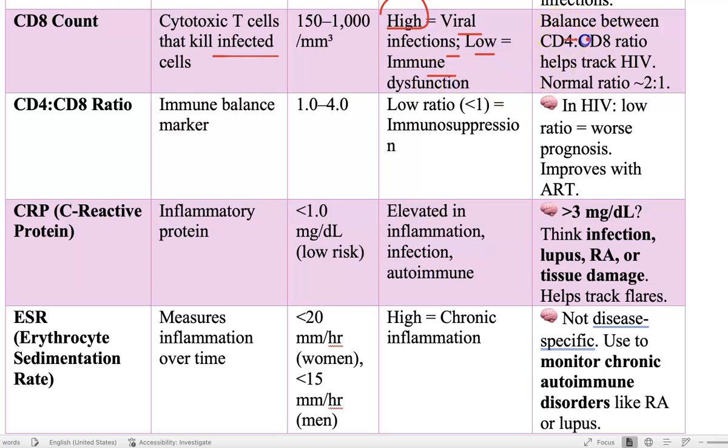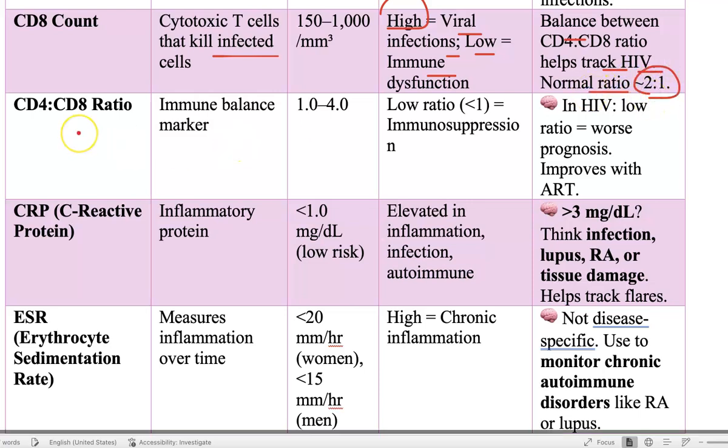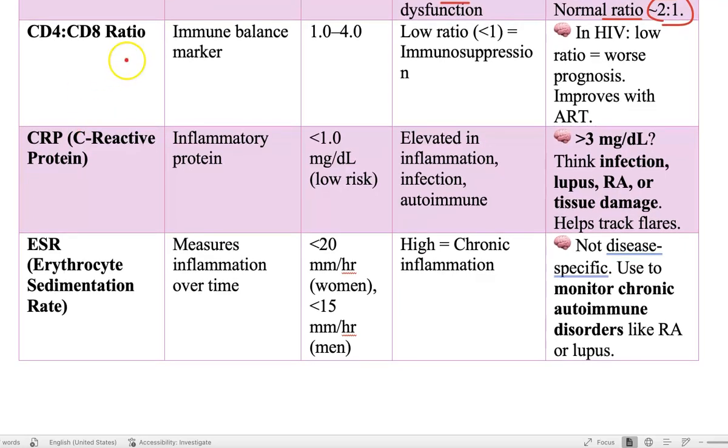So the balance between CD4 and CD8, the ratio, helps to track what? HIV. Normal ratio is 2:1. Now, what about the CD4 to CD8 ratio? That one is supposed to help monitor for what? Immune balance marker. Range is 1.0 to 4.0. Do you really have to know the range? No, it's an entry-level exam. It's just good to eyeball it and be familiar with it, though.